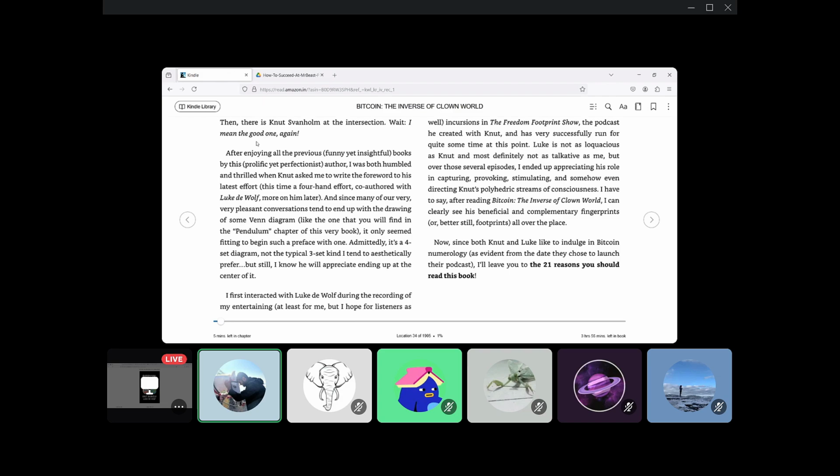Then there is Knut Swanholm at the intersection. Wait, I mean the good one again. After enjoying all the previous funny yet insightful books by this prolific yet perfectionist author, I was both humbled and thrilled when Knut asked me to write the foreword to his latest effort. This time a four-hand effort co-authored with Luke DeWolf. More on him later.